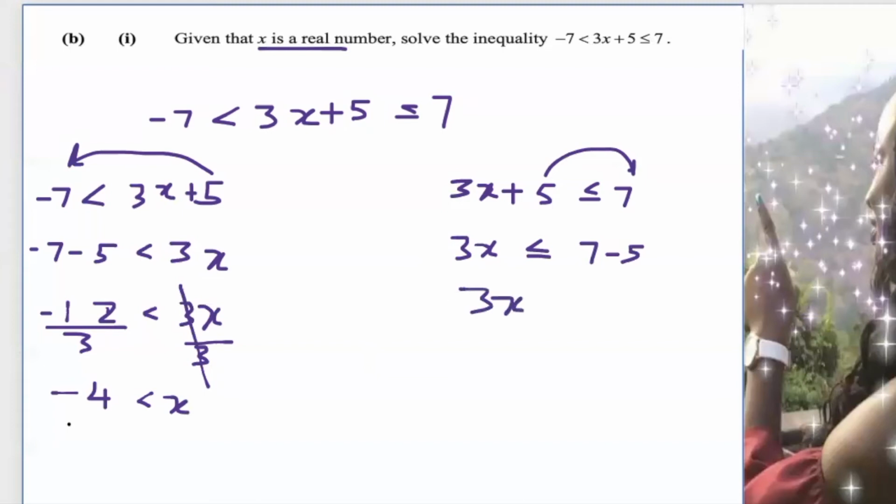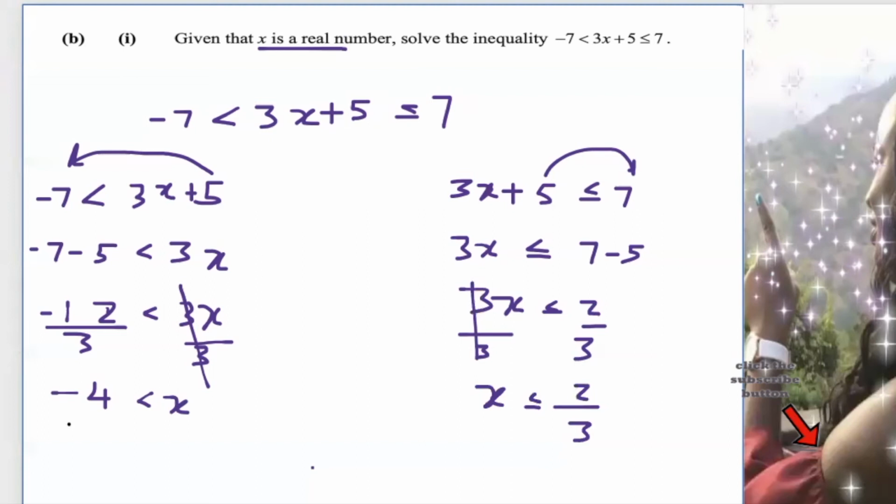3x is lesser than or equal to 7 minus 5, that's 2. Then I divide both sides by 3. So the 3 cancels. So what we're left with is x is lesser than or equal to 2 over 3.